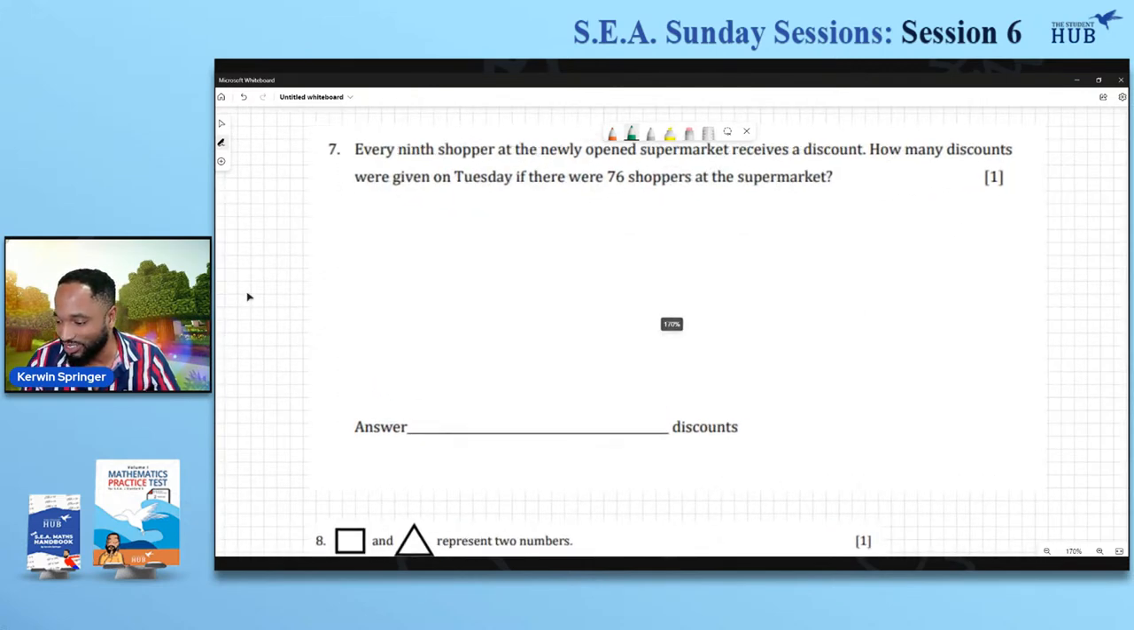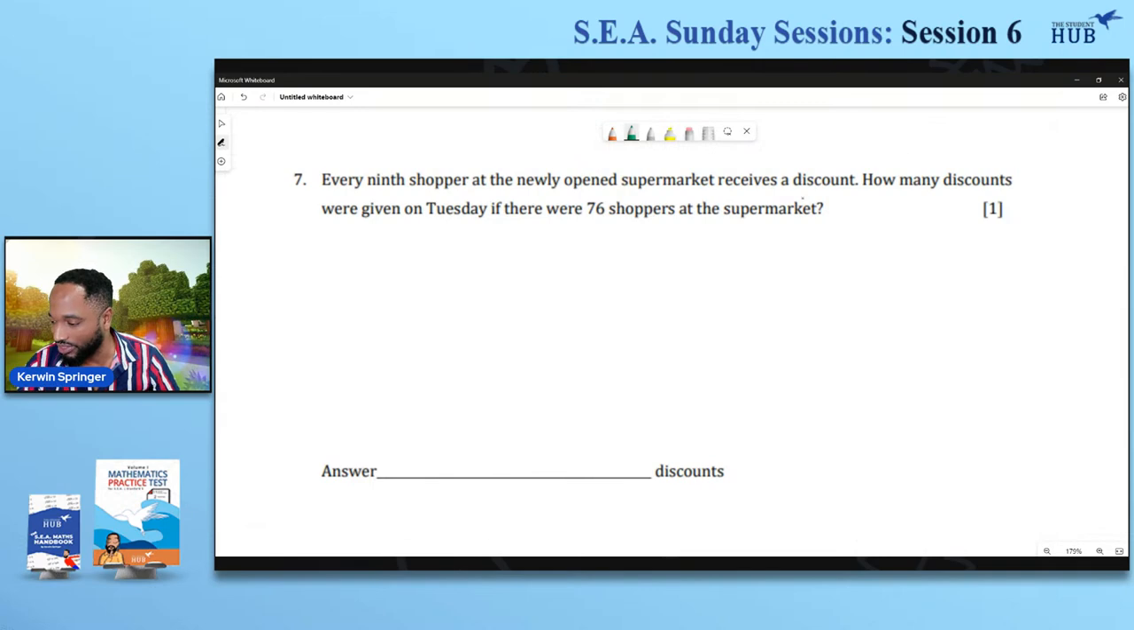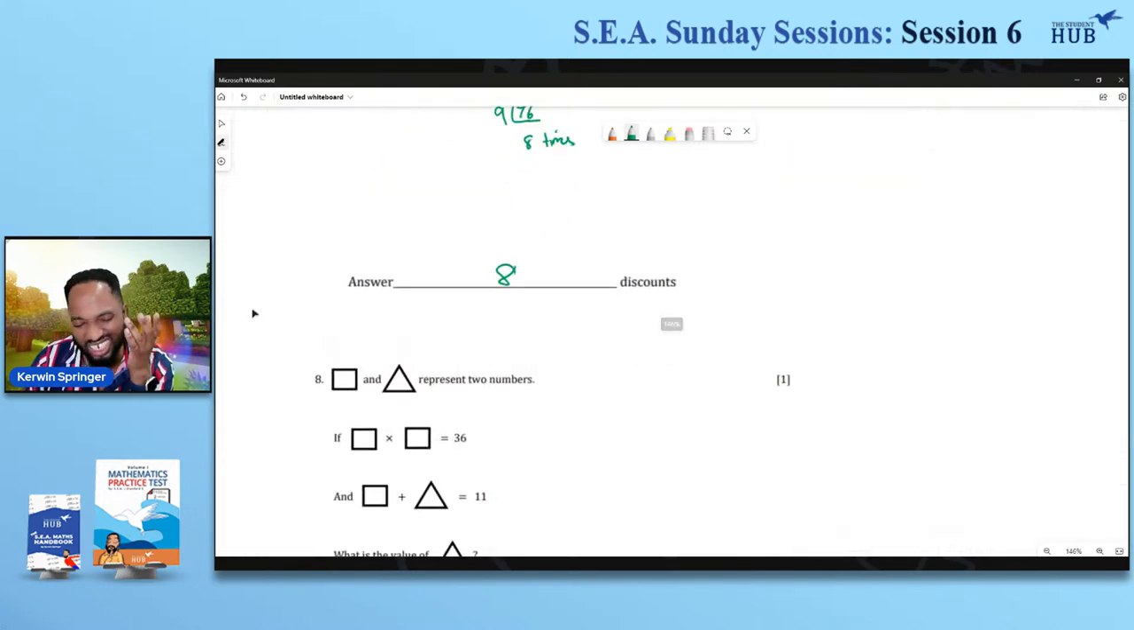Every 9th shopper at the newly opened supermarket receives a discount. So you wait for 8 people to go in and then run in and be the 9th person. How many discounts were given on Tuesday if there were 76 shoppers? Well, every 9th shopper will get a discount, so this is just divide by 9. How many times can 9 go into 76? 9 can go into 76 8 times, and we're not concerned about the remainder. It just means that 8 persons would have gotten a discount. Simple, it's just a division.